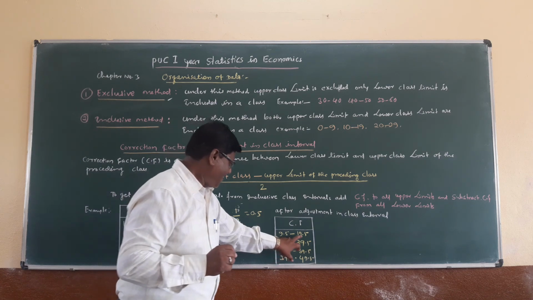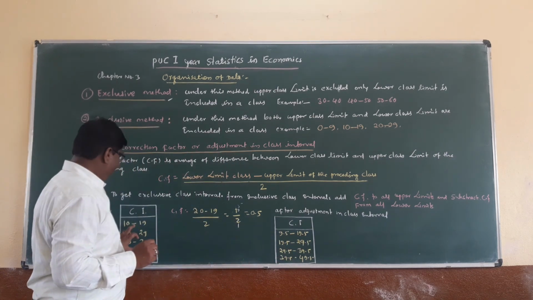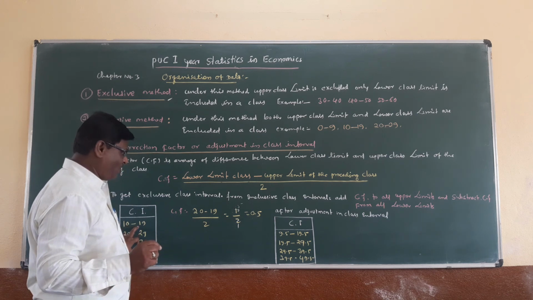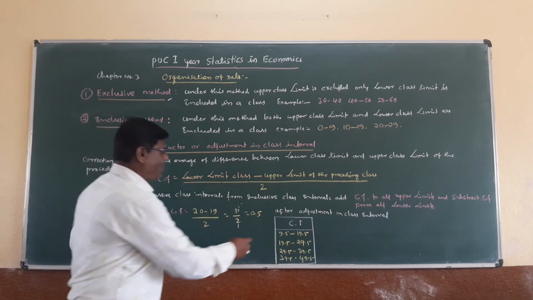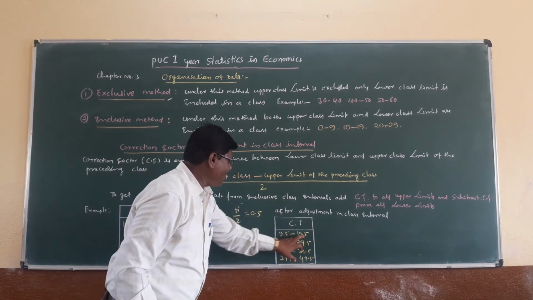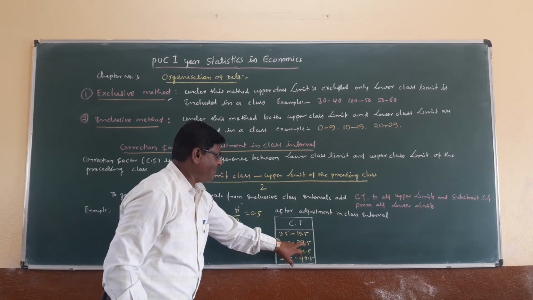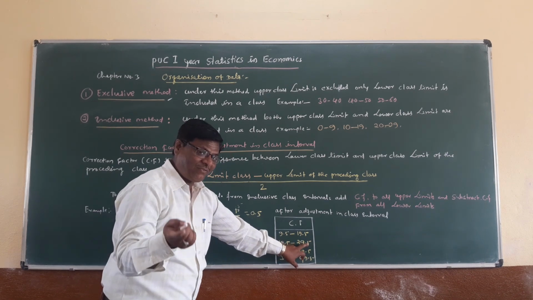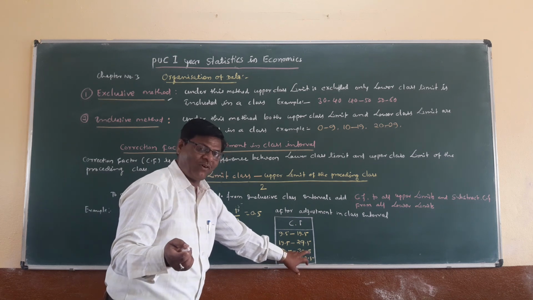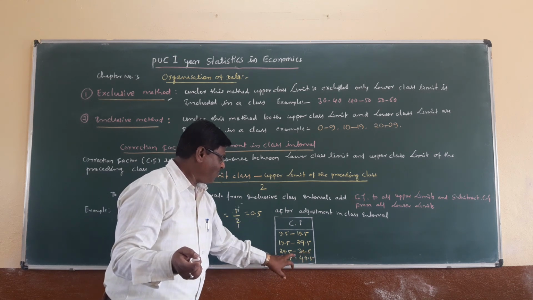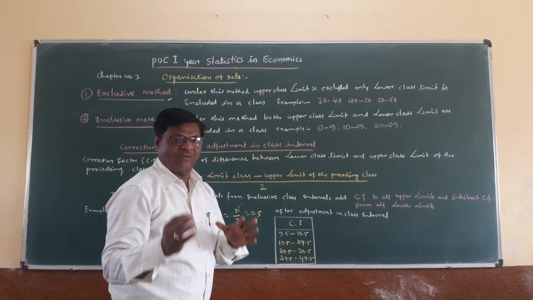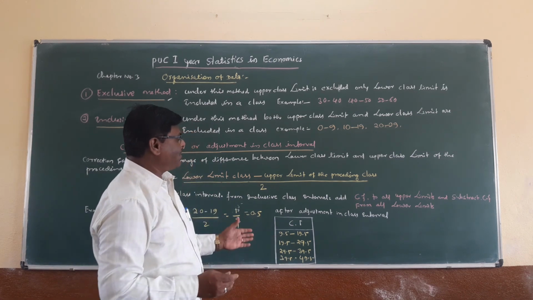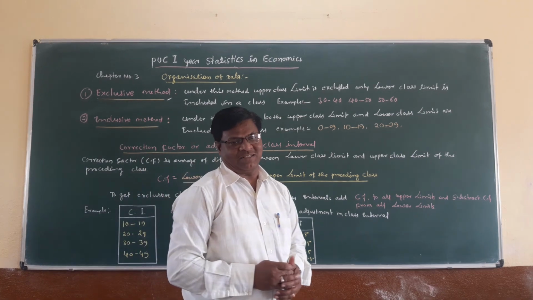9.5 to 19.5, 19.5 to 29.5, 29.5 to 39.5, 39.5 to 49.5. This is the adjustment in class intervals.